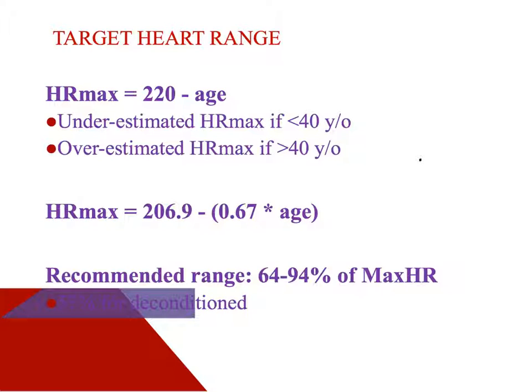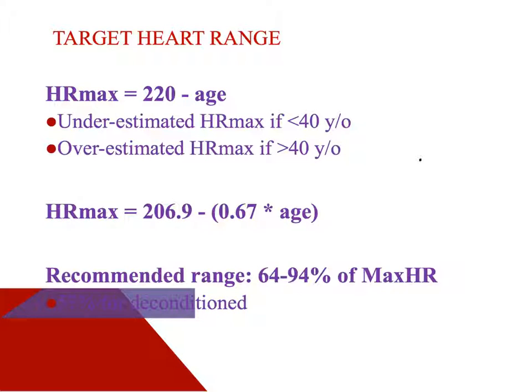For our target heart rate range, we can also use heart rate max. Just note that when we use 220 minus our age, if we're under 40 years old, it commonly underestimates our actual heart rate max. And if we're over 40 years old, it commonly overestimates our heart rate max. Therefore, it might not be the most accurate means of prescribing exercise. A better way possibly is to calculate heart rate max based on the following formula: 206.9 minus 0.67 times your age. This is actually a little more accurate measure of heart rate max.